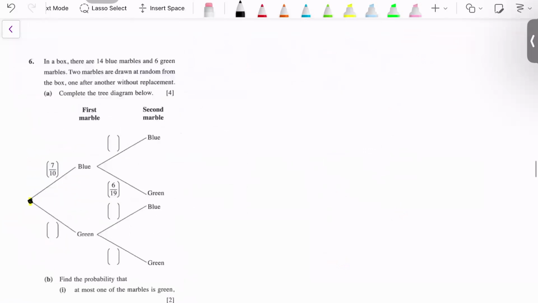Okay, so in this case, in a box, there are 14 blue marbles and 6 green marbles. 2 marbles are drawn at random from the box, one after another without replacement, which means after it's been taken out, the total number decreases. So in this case, we need to complete the tree diagram.